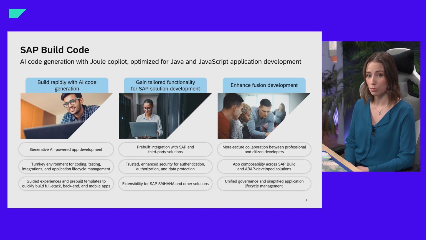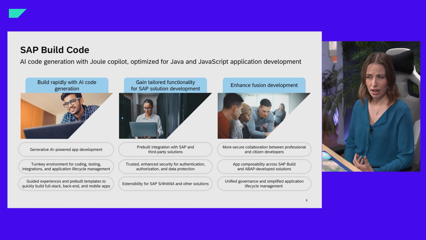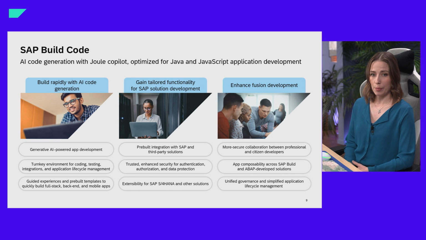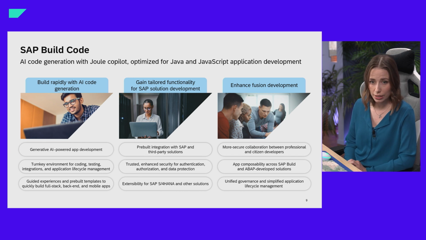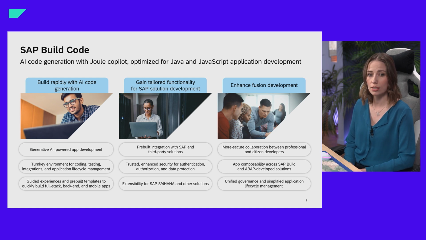If you use Build Code to build extensions, you also get guided experiences. They are based on best practices, following the BTP Developers Guide. And you have pre-built templates to quickly build your applications and extensions. And the solution is tailored for SAP development specifically, with pre-built integrations to SAP and third-party solutions. With Build Code, you can comfortably extend enterprise applications such as S/4HANA, which is the focus of this talk.